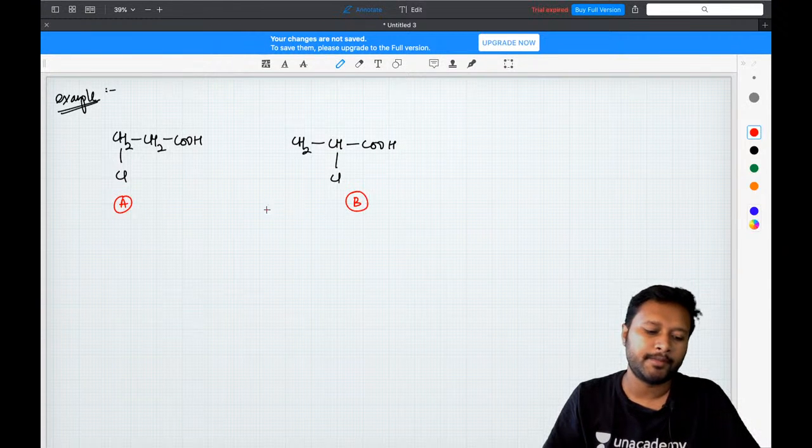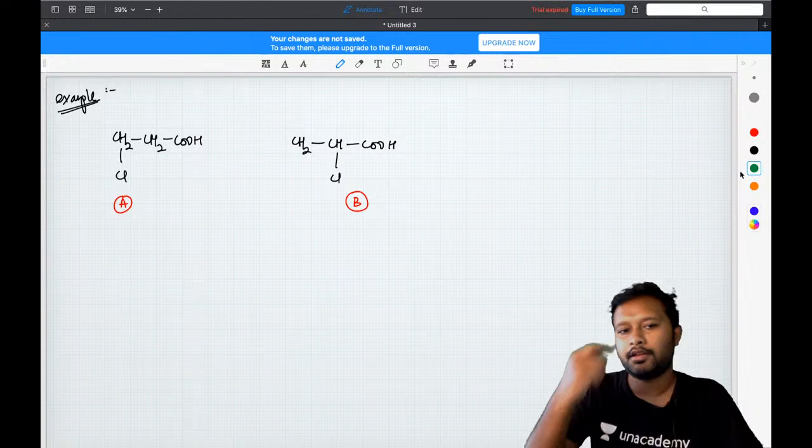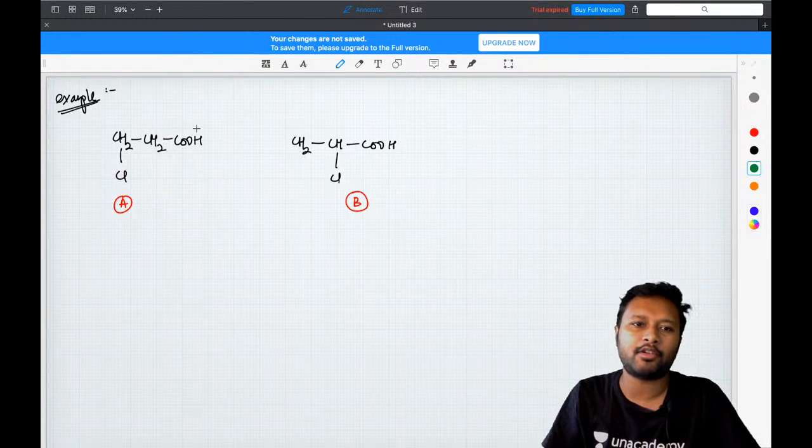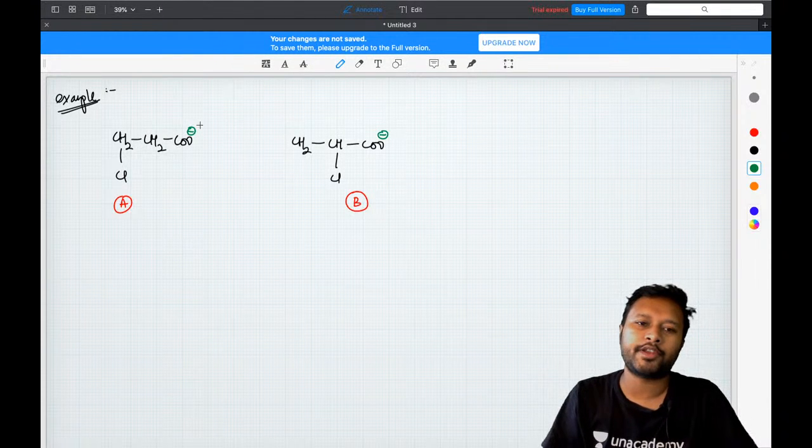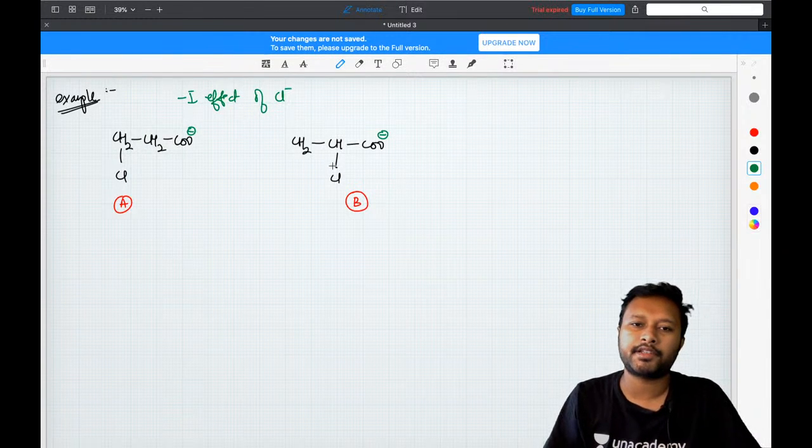So what do I have to do? First of all I have to look at what kind of conjugate base I am having. On the removal of this H plus ion, the conjugate base will be formed in both cases. Now this conjugate base is going to be stabilized because of the minus I effect of the chloride group. Inductive effect is there, and you know that the inductive effect follows the DNP rule, that is distance, number and power.